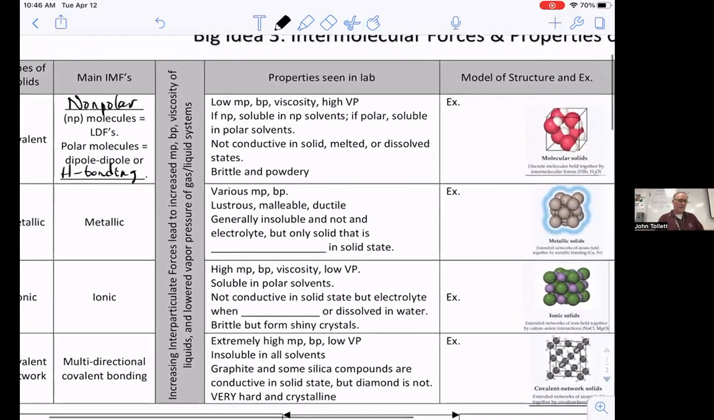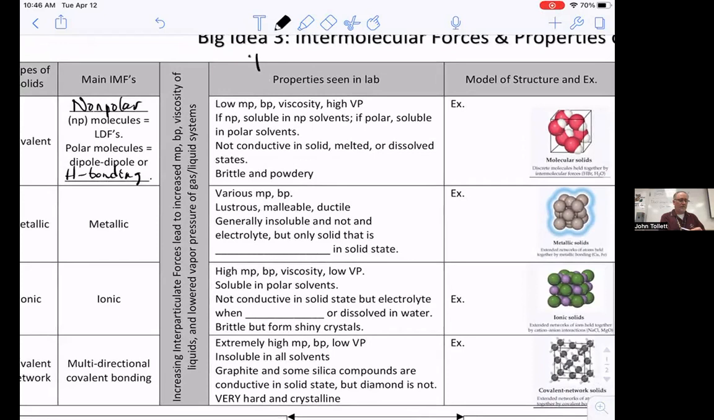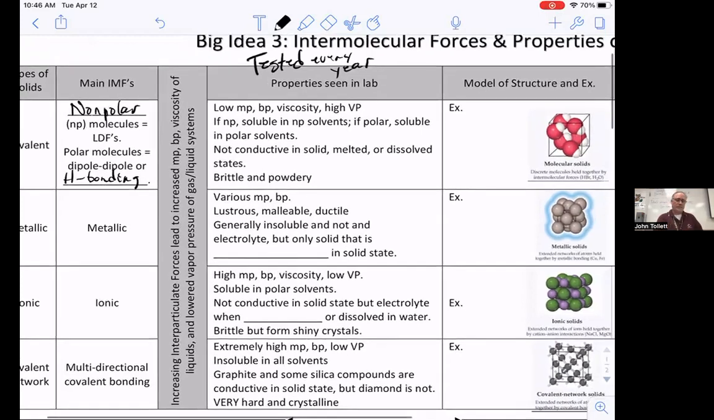One of the things about these properties that are seen in the lab is this stuff is tested every year. So they're going to ask you questions about the behavior of these things in a lab based on what we have done in the lab. So you're going to have to go back and think about what we've done in the lab in terms of boiling point, viscosity, vapor pressure, how things are attracted, not attracted to each other, high melting points, low melting points, and so forth. So having a good understanding of intermolecular forces is going to make a big difference.